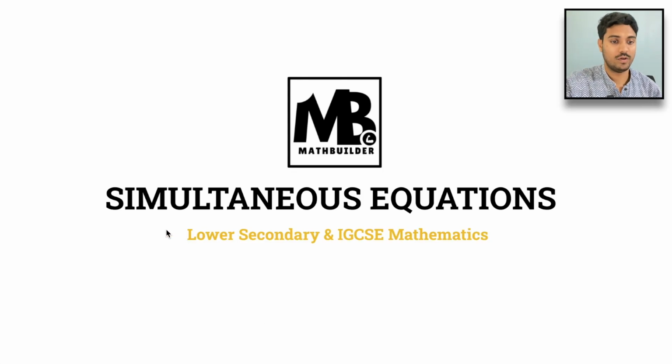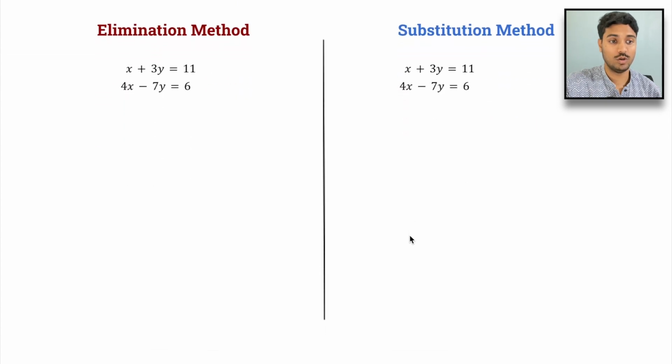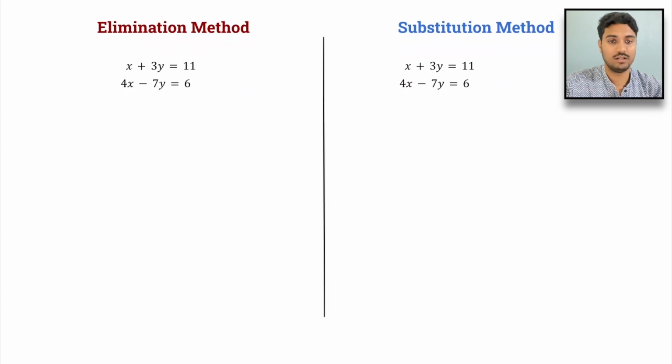Simultaneous equations is a very important topic for lower secondary mathematics as well as IGCSE mathematics for both core and extended. So let's check. Today we are going to learn the two algebraic methods, which are the elimination method and substitution method, to work out the value of x and y in the simultaneous equations. So first let's start with the elimination method.